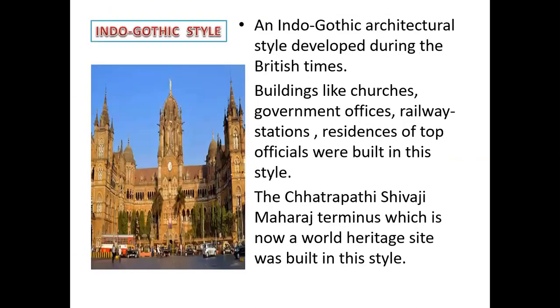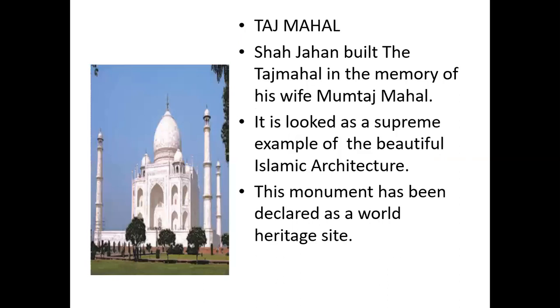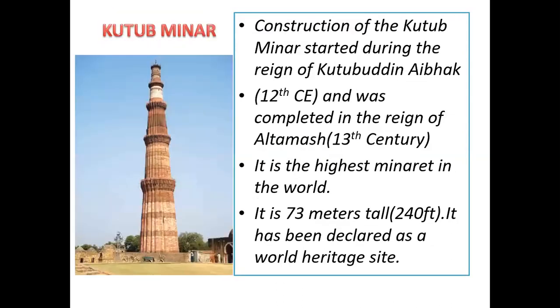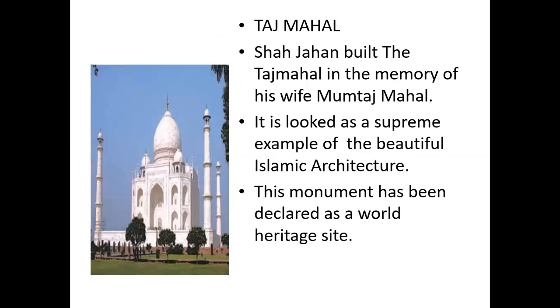Shah Jahan built the Taj Mahal, another example of Islamic architecture. He built it in memory of his wife Mumtaz Mahal. It's a supreme example of a beautiful Islamic structure, and it has been declared a World Heritage Site. So, three examples of Islamic architecture: the first one, Gol Gumbaz, the second, Qutub Minar, and the third, Taj Mahal.